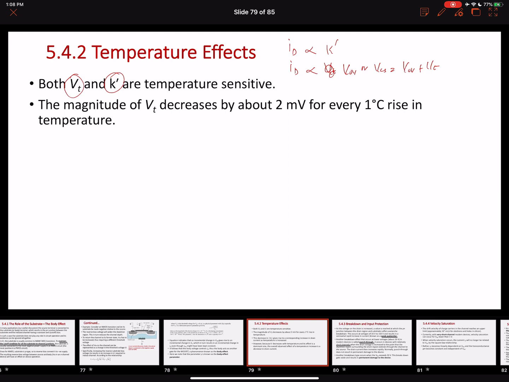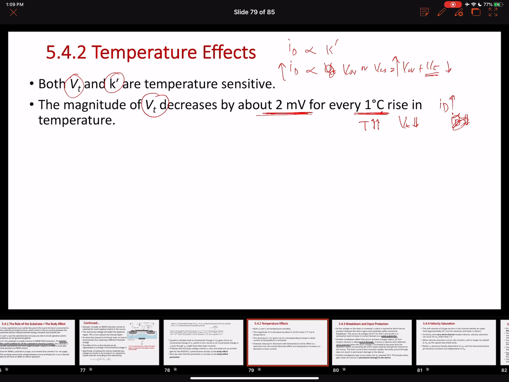If you remember from the PN junction lectures earlier, the magnitude of the threshold voltage decreases by approximately 2 millivolts for every 1 degree Celsius rise in temperature. So as the temperature increases, the threshold value will decrease. And if the threshold value decreases, the current will also decrease. Oh no, sorry. Decreasing the threshold value will increase the overdrive voltage and the current will increase.